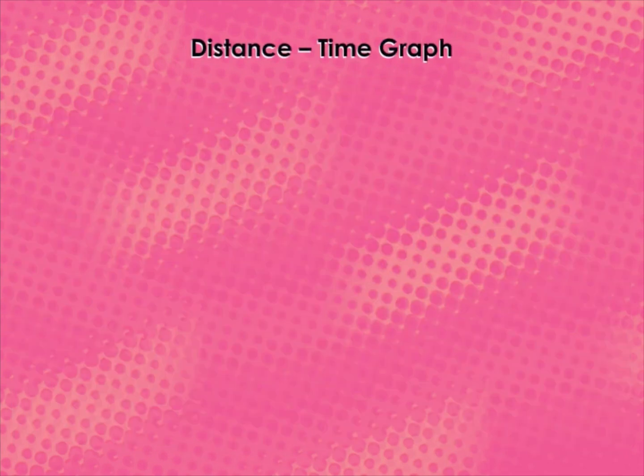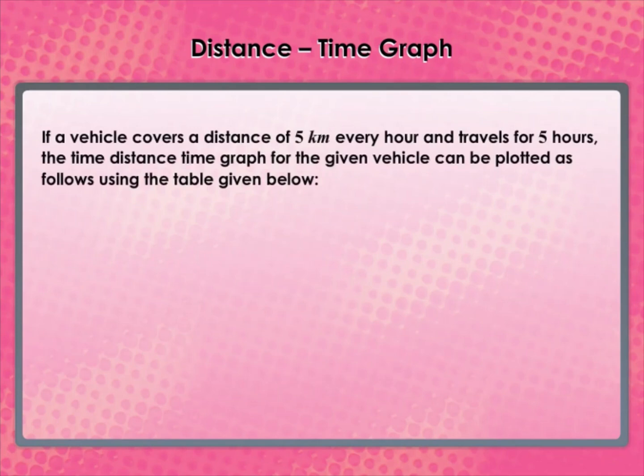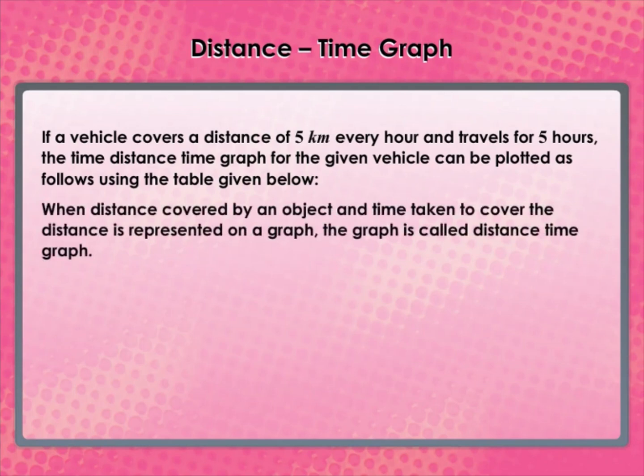Distance time graph. If a vehicle covers a distance of 5 kilometers every hour and travels for 5 hours, the distance time graph for the given vehicle can be plotted as follows using the table given below. When the distance covered by an object and the time taken to cover the distance are represented on a graph, the graph is called a distance time graph.